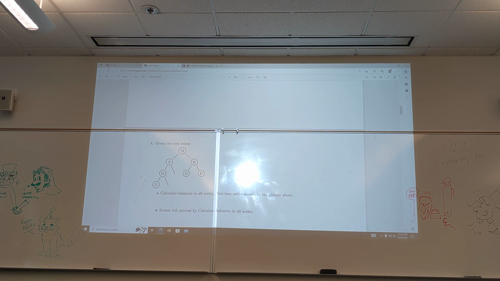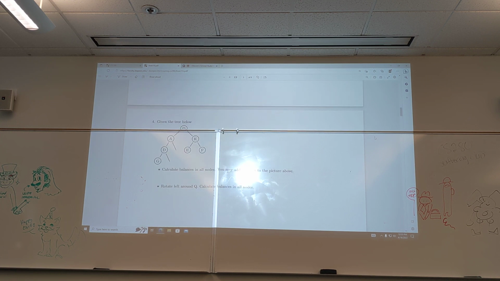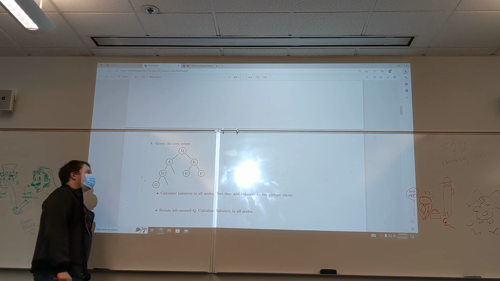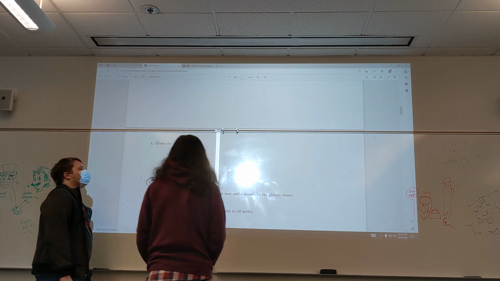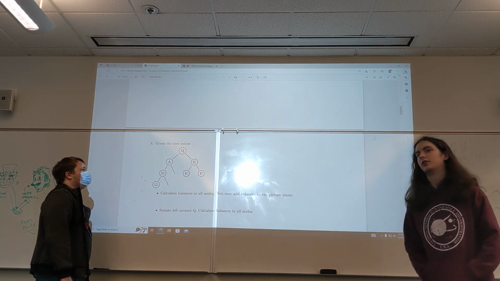Oh, wow, lots of space. Okay, given the tree below, calculate balances in all nodes. You may add balances to the picture above. Rotate left around Q, calculate balances in all nodes. Rotate right around Q, calculate balances in all nodes. So should we assume that if they have a line but no node there, they only have one child? Yep. As in, this is an empty connection.